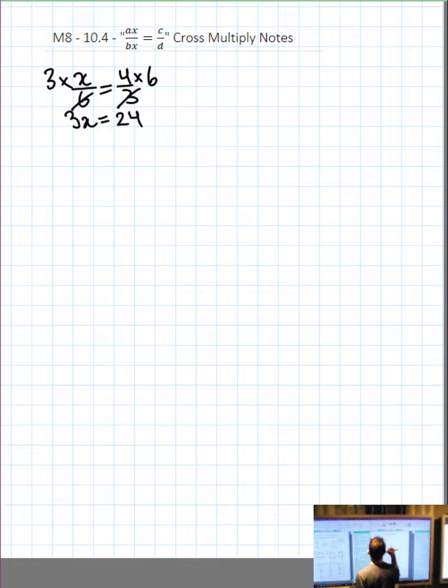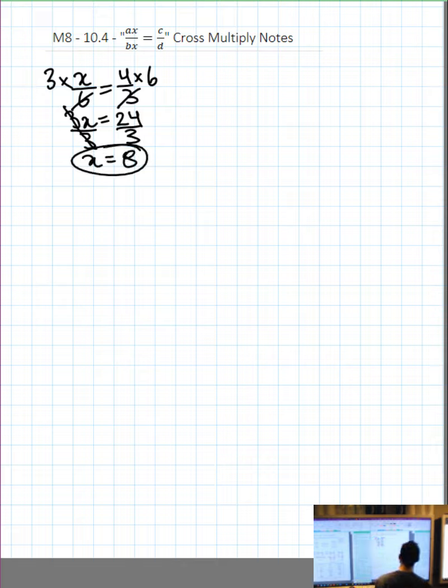Now I have a number in front of the variable, 3. 3 times x, I want to do the opposite operation, so I want to divide both sides by the coefficient of the variable. On the left-hand side, I have 3 over 3, which is 1. Therefore, x equals 8. So this is cross multiplication.